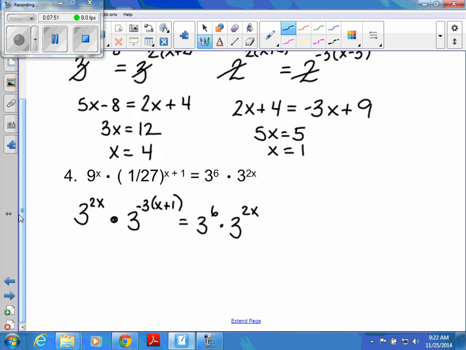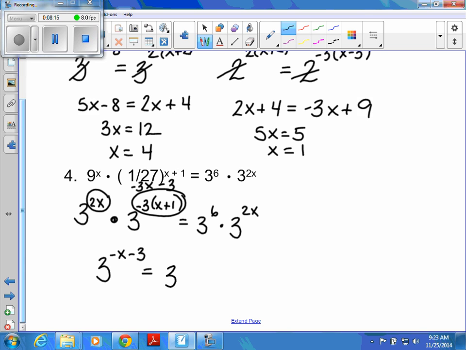Okay, there's a rule in math that says if you have base numbers that are the same, what can we do with these exponents? We can add them. So we have 3 raised to the, we can add these. And isn't this really a negative 3x minus 3? So if you add these together, you'll get a negative x minus 3 on the top.